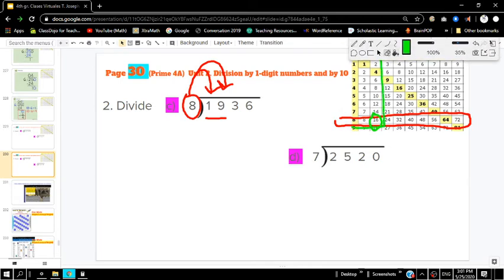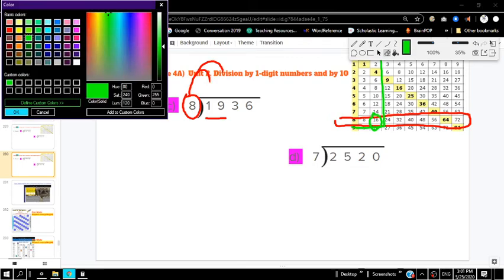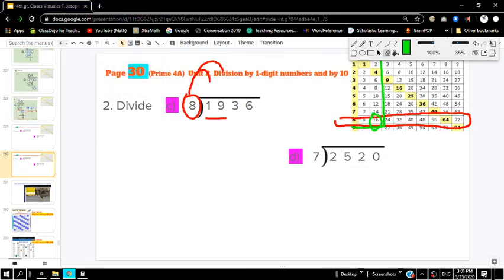So what I'm going to do is put a 2 right up here, in my second column. You'll notice that I'm skipping over to my second column. If you wanted to put a 0 right here, you could, but it's optional. So I'm just going to skip it. 2 times 8 is 16. So let's do our subtraction. 19 minus 16 is 3.